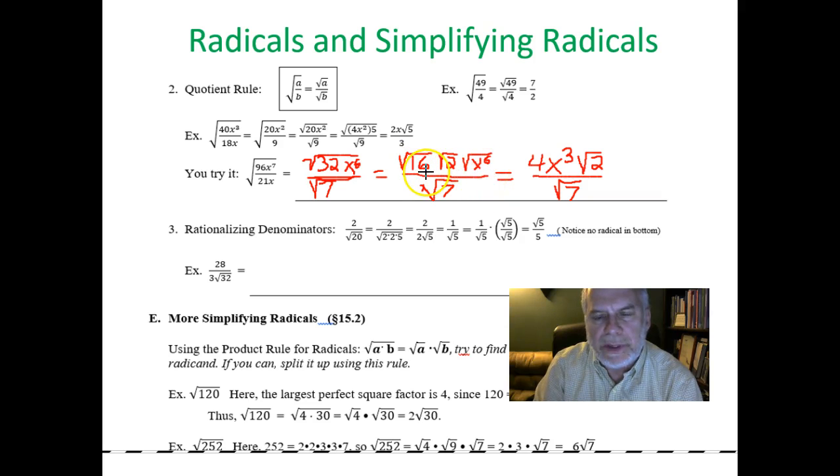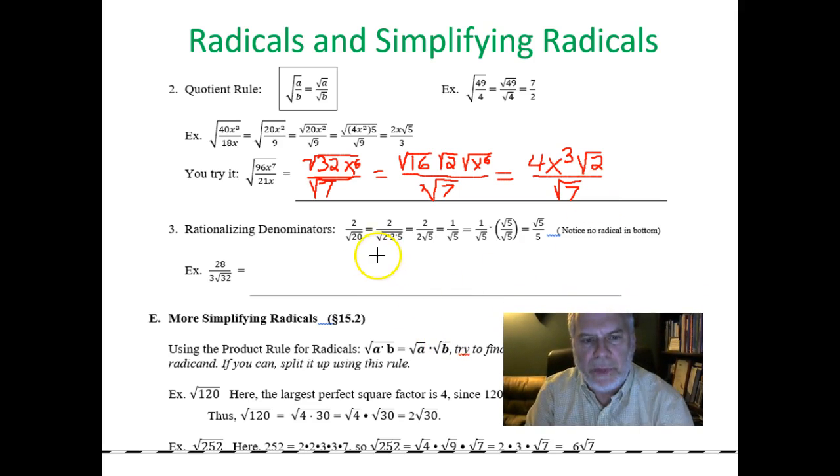Now, I know what square root of 16 is. That's 4. And from what we looked at earlier, the square root of x to the 6th, when you have an even power like that, you can cut the exponent in half, so it'll be x to the 3rd. So I have 4 x to the 3rd, and then I have the square root of 2 at the end, and then over square root of 7. All right? So another example, rationalizing the denominator. Now, actually, this square root of 7 on the bottom is not the best thing to leave. So I'm going to show you how to handle that.